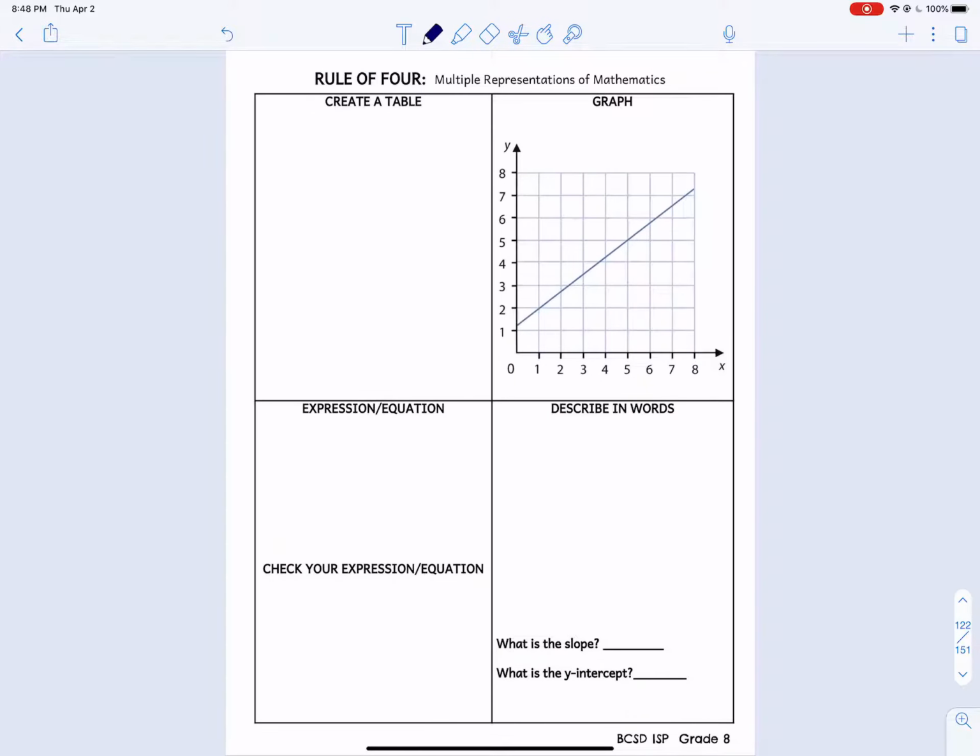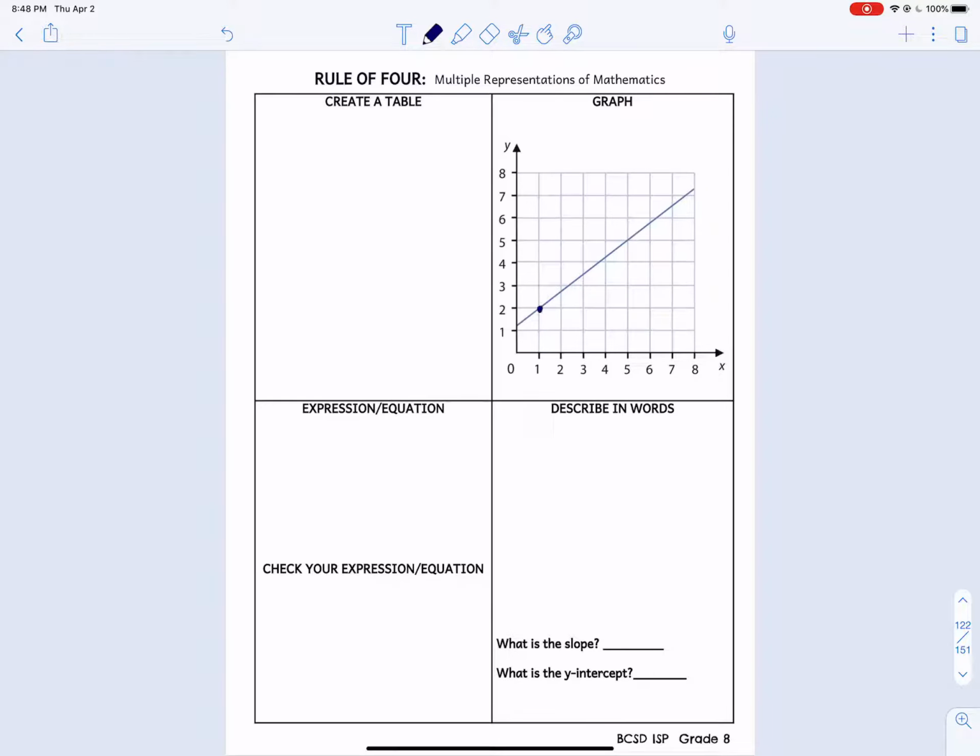Okay, next we have a rule of 4, and we have a graph this time. So now we have to find the slope from a graph, the y-intercept from a graph, and then come up with some sort of equation. I'm going to do slope first. And for slope, we need 2 points on the graph, any 2 points that we know exactly what the numbers are.